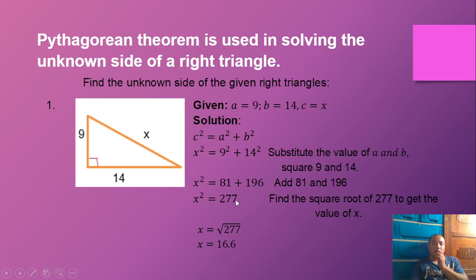Next, to solve for x, let's find the square root of both sides. So x equals square root of 277. And using your calculator, square root of 277 is 16.6 units. So of course, when we square both sides of the equation here, we only get the positive one because we're talking about lengths and there's no negative length, only the positive.